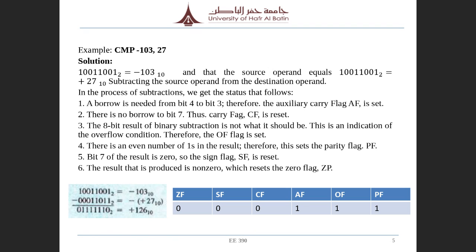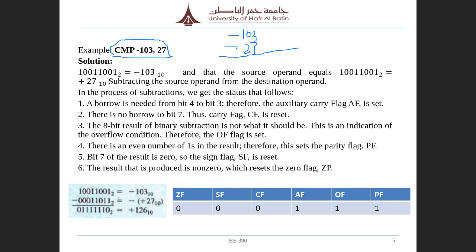Okay, let's see. Compare -103, 27. That means we are comparing 27 with -103, right? So what actually happened? -103, then -27 will result, right? -27. As it is a negative number, we have to consider the overflow flag instead of the carry flag.